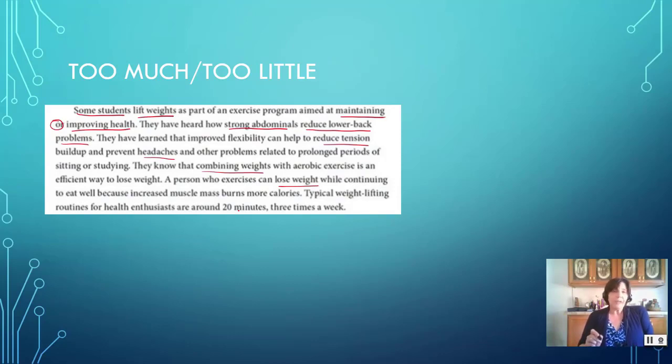Well, let's read it. "Some students lift weights, maintaining or improving health." That makes sense. "Strong abdominals reduce lower back problems." That makes sense. "Reduce tension, prevent headaches." So it sounds like the strong abdominals also reduce tension, unless I pick up "flexibility." And for me, I'd probably put that one in a box and this one in a box. So then I have what they do and the result. What they do and the result.